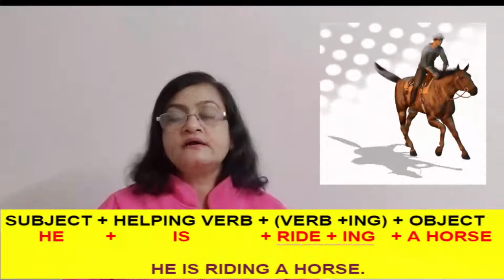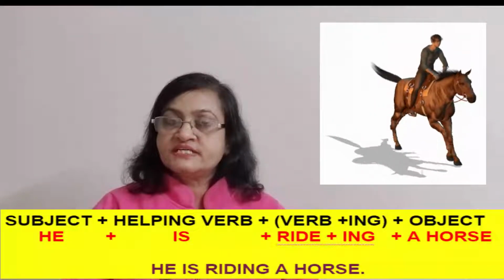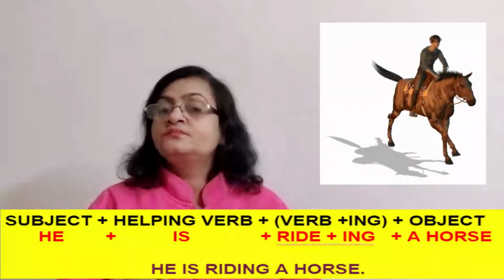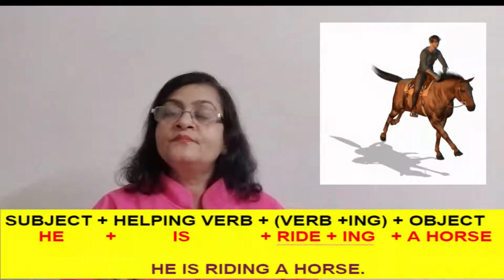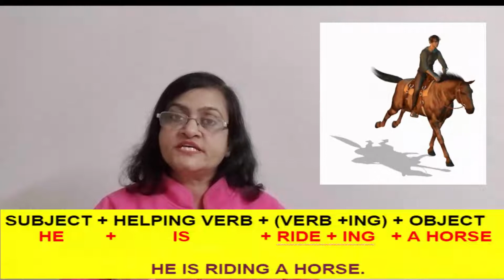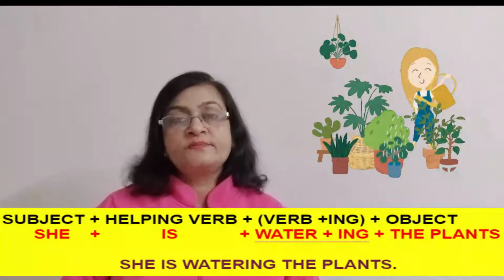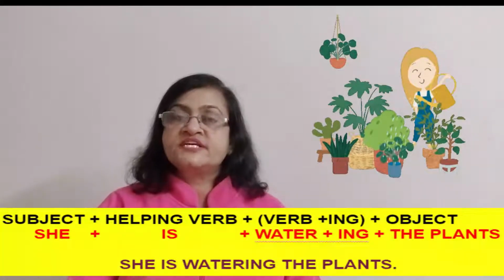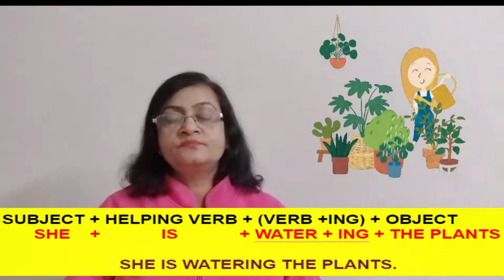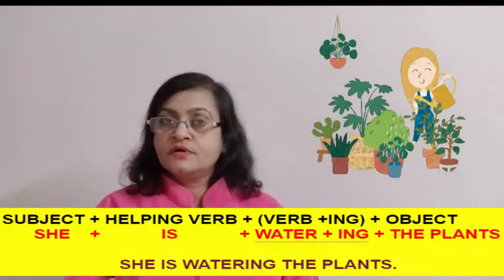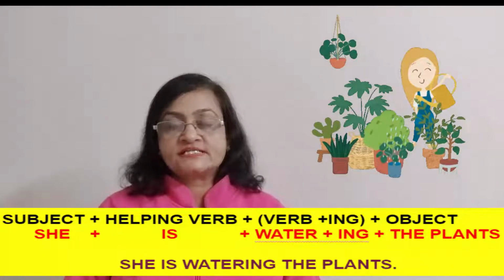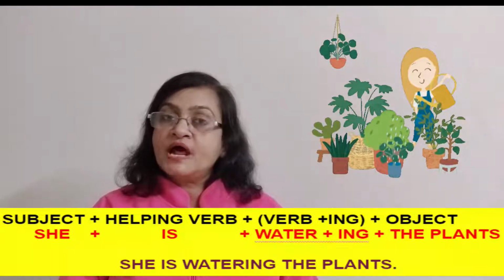He is riding a horse. He is the subject. Is helping verb. Ride plus ing becomes riding, which is the verb. A horse is the object here. She is watering the plants. She is the subject. Is helping verb. Watering. Water plus ing. Watering is the verb. The plants object. She is watering the plants.